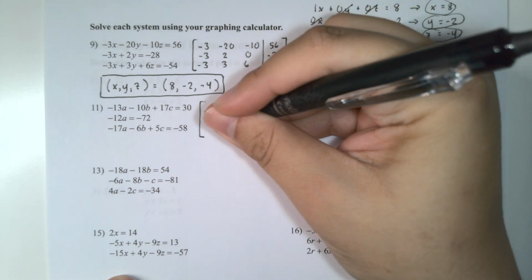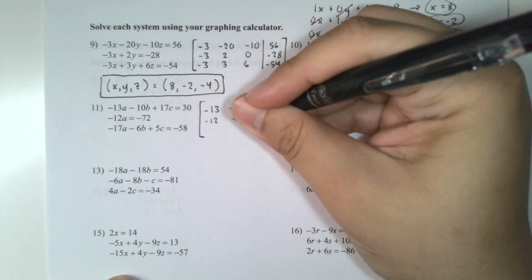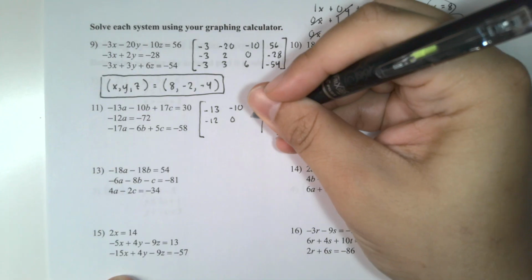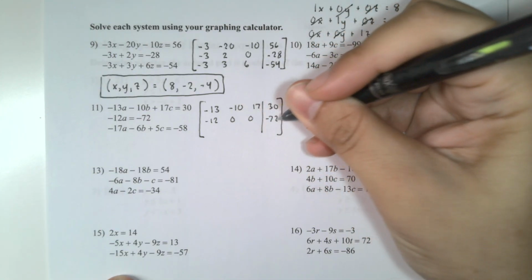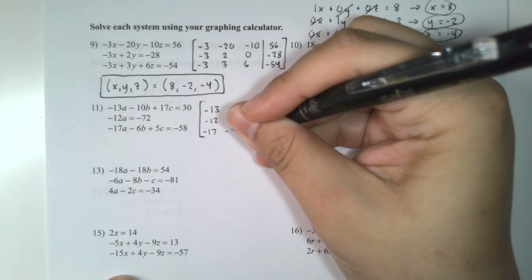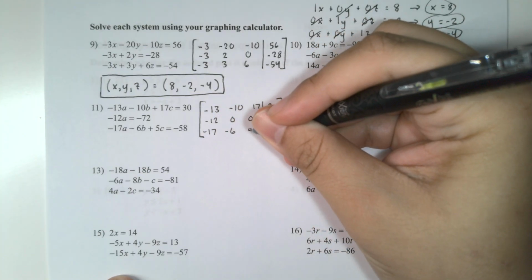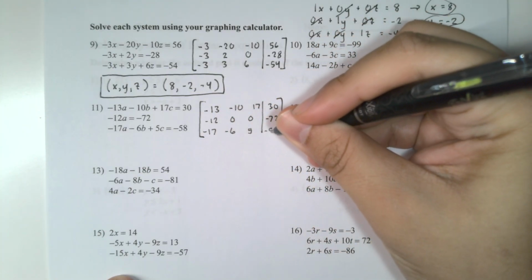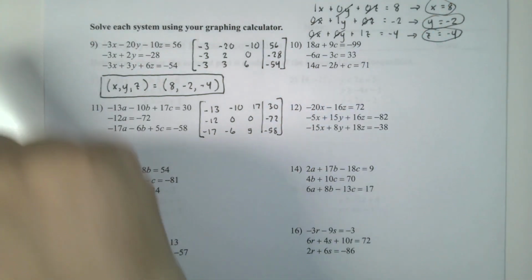Let's see, for the second one, we have negative 12, but we don't have B or C, so we have 0 and 0 is equal to negative 72. And then we have negative 17A, negative 6B, 5C, and then negative 58 for our constant.